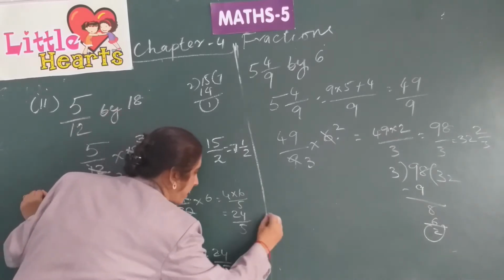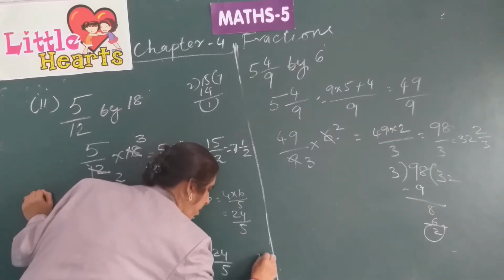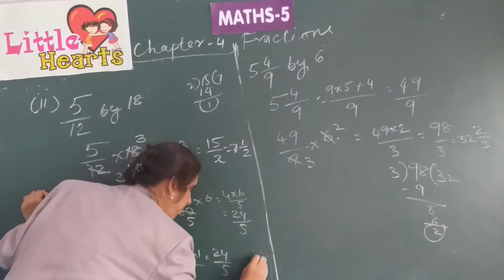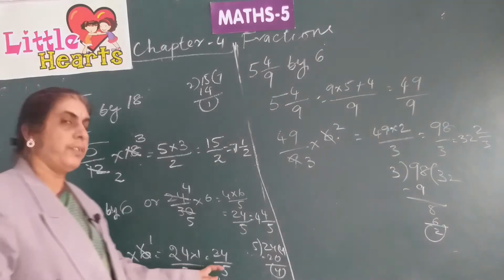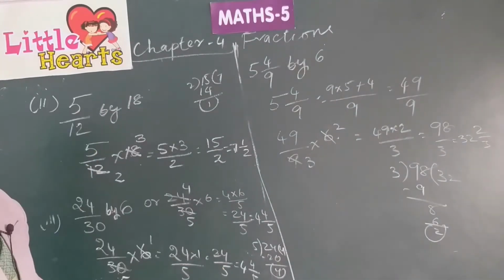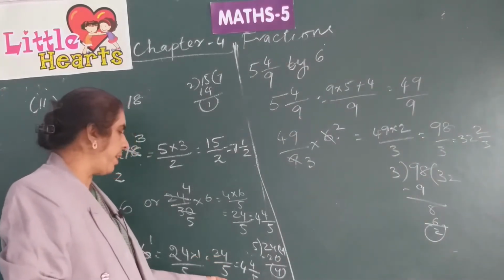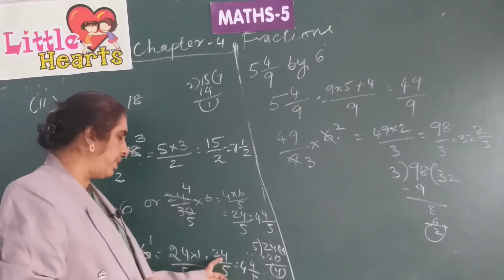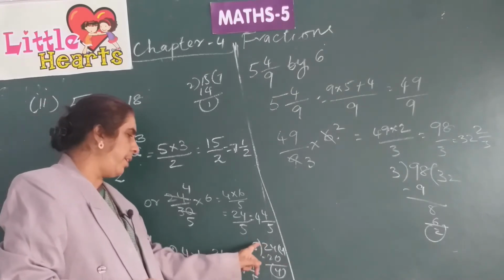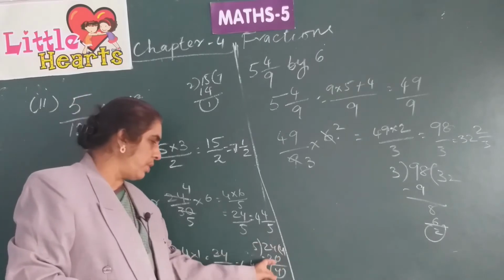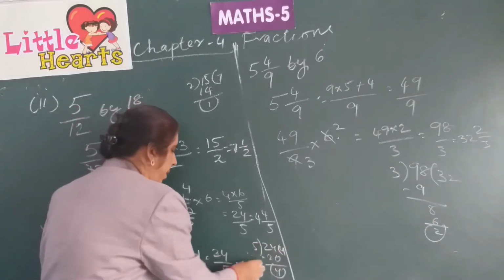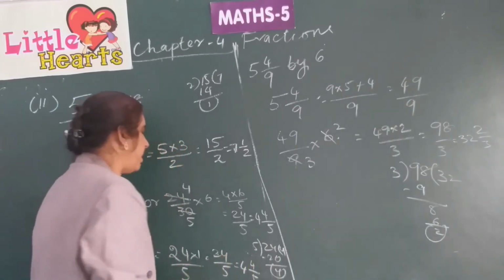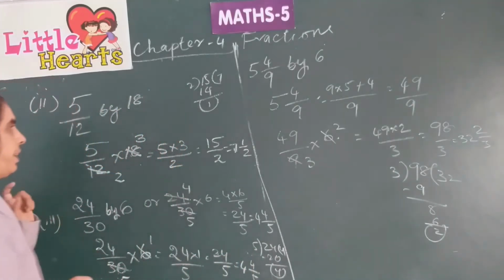Change it into a mixed fraction now. 24 by 5 can be changed into a mixed fraction because it is an improper fraction. Divide 24 by 5. 5 4s are 20. 24 minus 20 is 4. So quotient remainder by divisor, 4 4 by 5 is the final answer for this.